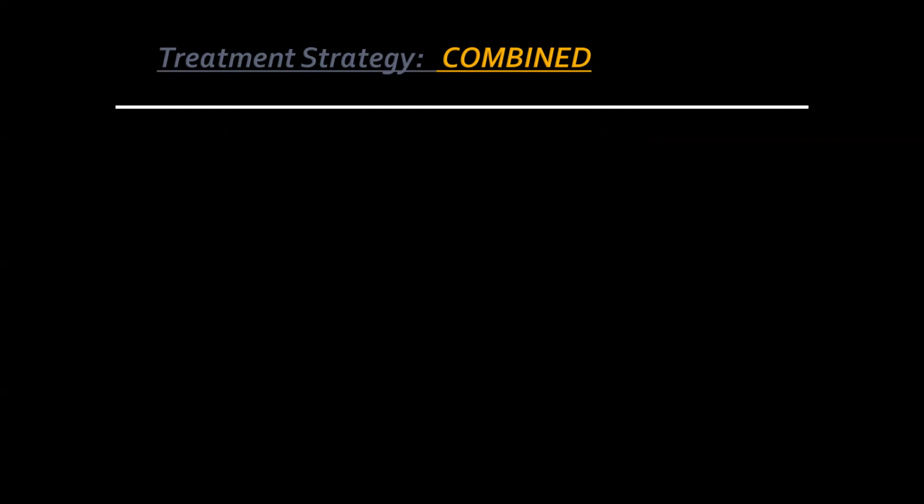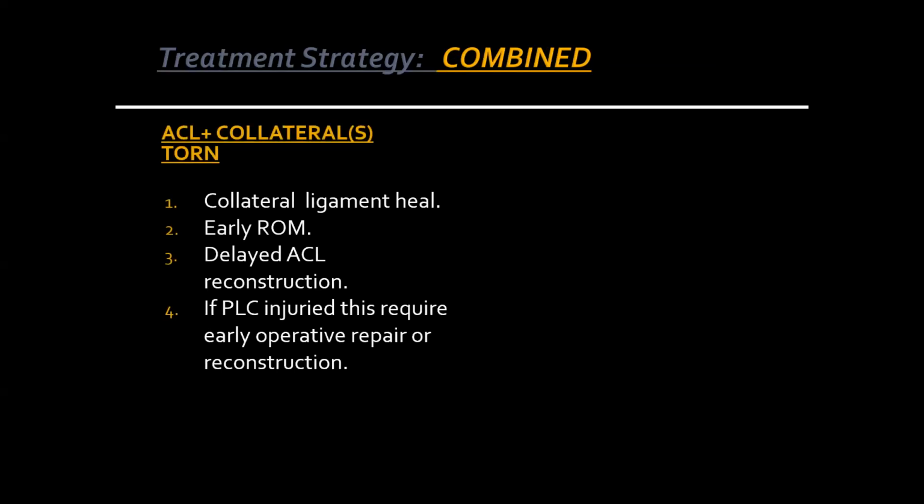The treatment strategy for multi-ligamentous knee injury is a very complex topic with very different surgical protocols. And there's a huge debate about what to do and how to do and when to do those kinds of injuries. For example, if there's an ACL tear in addition to collateral ligaments, we may consider doing a non-operative treatment first for the collateral to heal and then restore the knee range of motion. And later on, reconstruct the ACL.